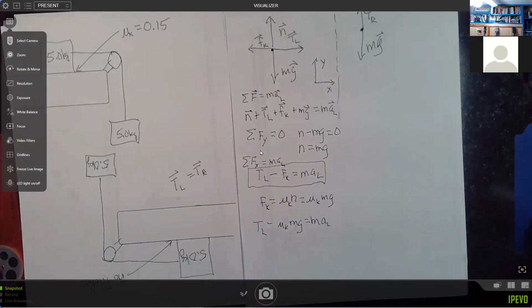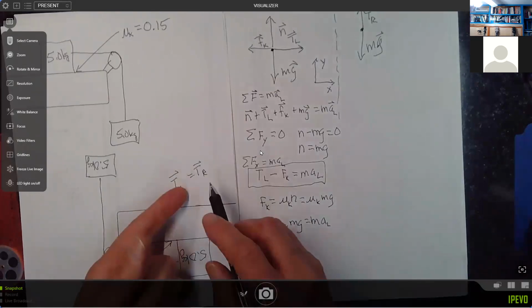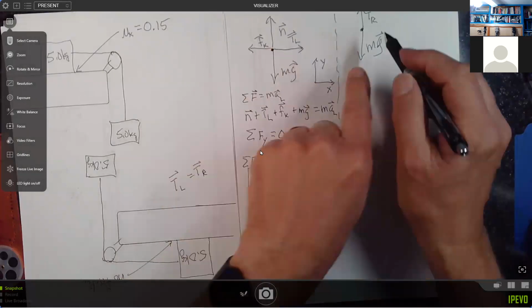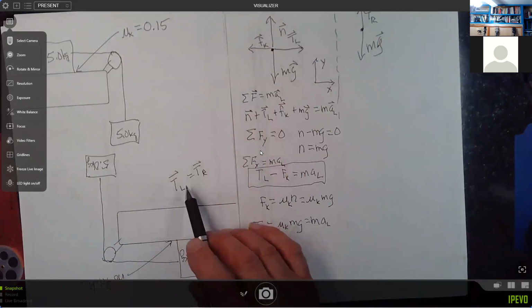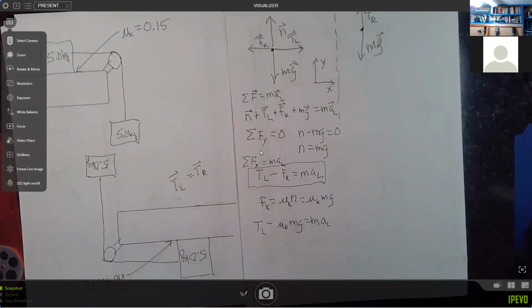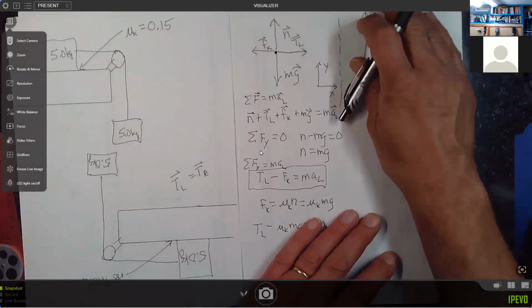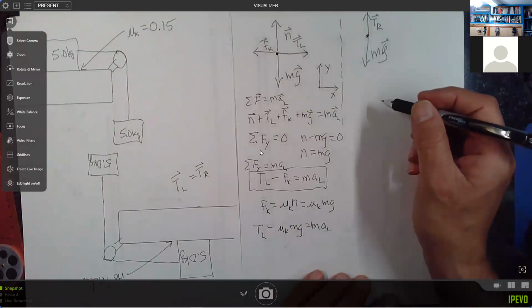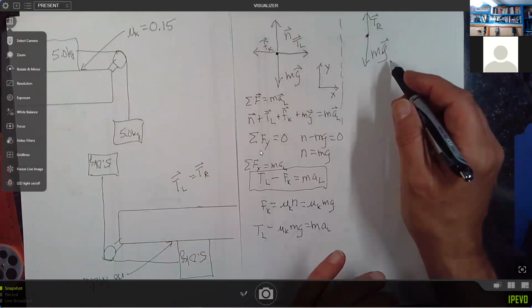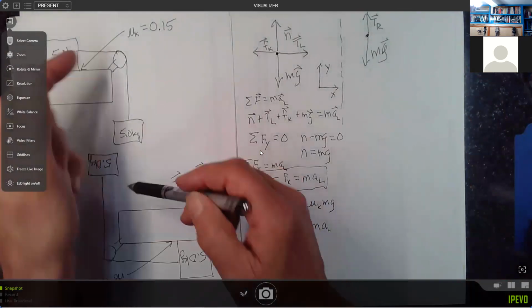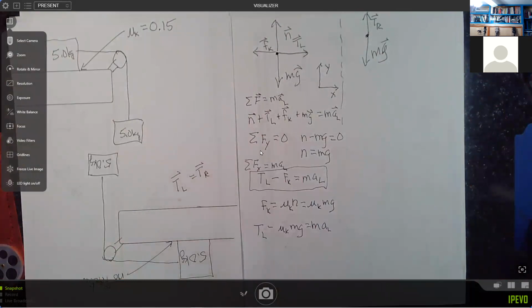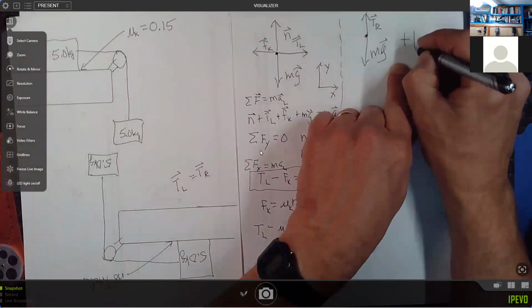Wild guesses? Well, look at their directions. T sub L points to the right. T sub R points up. So they can't be true as a vector equation, but as a scalar equation, just like in the last problem, eventually I'm going to say these two are equal as scalars, just not as vectors. I expect this thing to accelerate downward, and I want to choose the downward direction to be positive so that if this accelerates to the right and this accelerates downward, then they'll both have the same sign for their acceleration. So I'm just going to let positive be downward again.